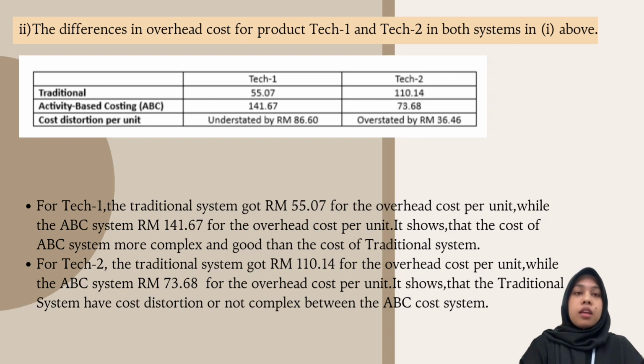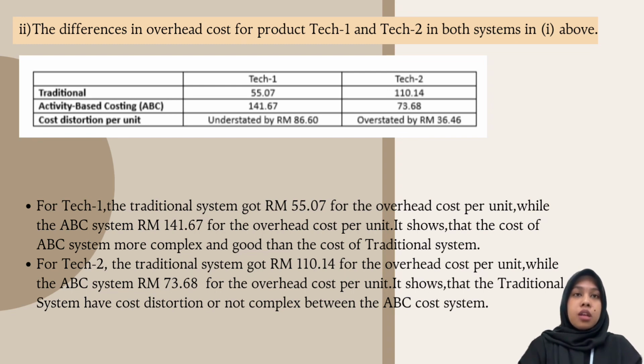For Tech 1, the traditional system got RM 55.07 cents for the overhead cost per unit, while the ABC system is RM 141.67 cents for the overhead cost per unit. It shows that the cost of the ABC system is more complex and good than the cost of the traditional system.